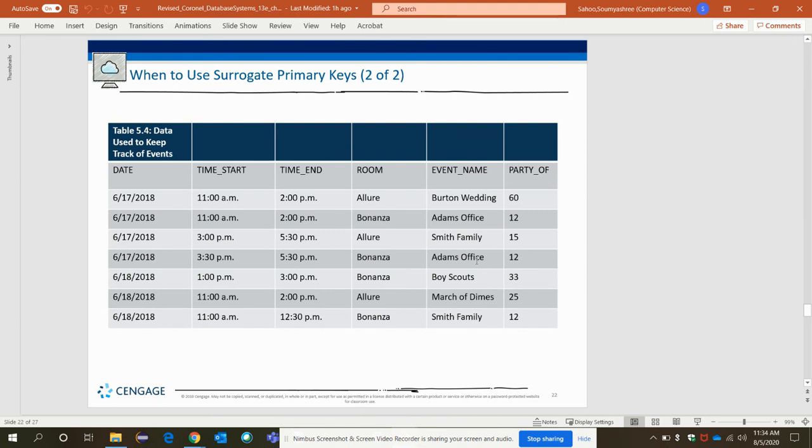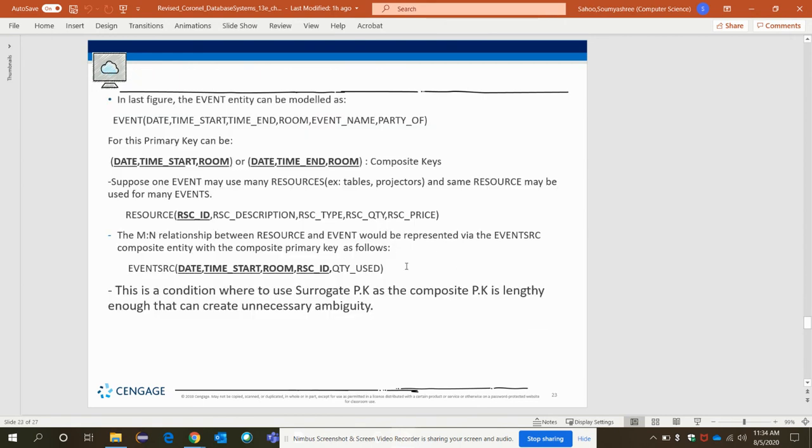Now just think about the many-to-many relationship between the resource and the event. One event can have multiple resources, and multiple resources can also have a many-to-many relationship with the event. It would be represented via one event resource composite entity with a composite primary key like this. This third entity to be included should have some of the keys from the event entity and the combination of primary keys from the resource entity as well. So this is the condition where to use a surrogate primary key, since the composite key is lengthy enough and can create unnecessary ambiguity.